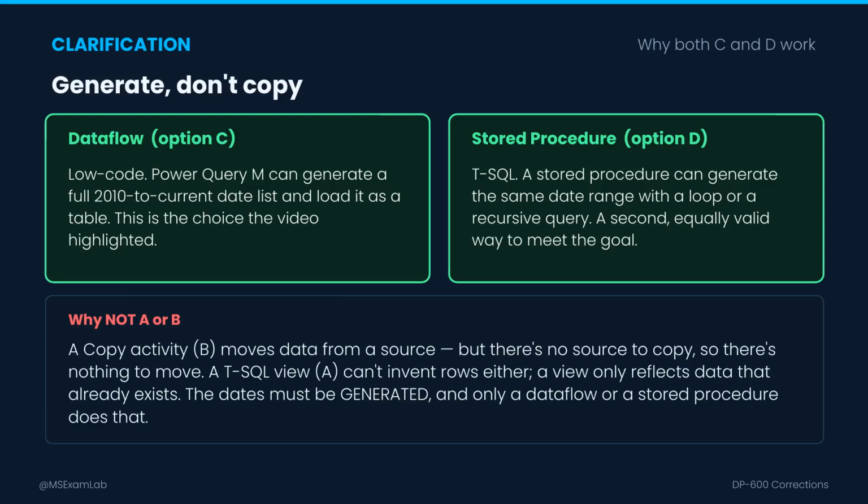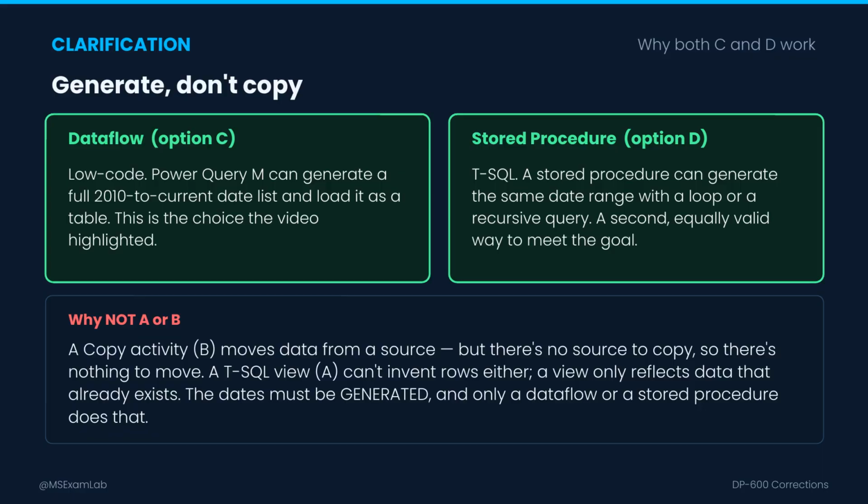Here's the key idea: since there's no existing source, the dates must be generated, not copied. A data flow, option C, can do that with low code. Power Query M can generate a full list of dates from 2010 to the current year, for example with a list of dates expanded into rows, and load it as a table. That's the choice we highlighted, and it's correct.